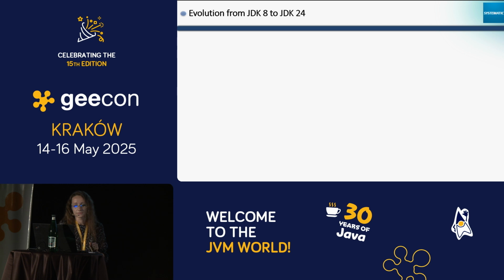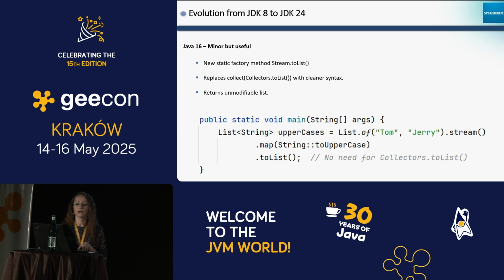Going forward, we have Java 16. It brought a small but highly appreciated functionality, a quality of life improvement, if I could say it like that, with the introduction of the toList method, which is applied directly on the stream interface.